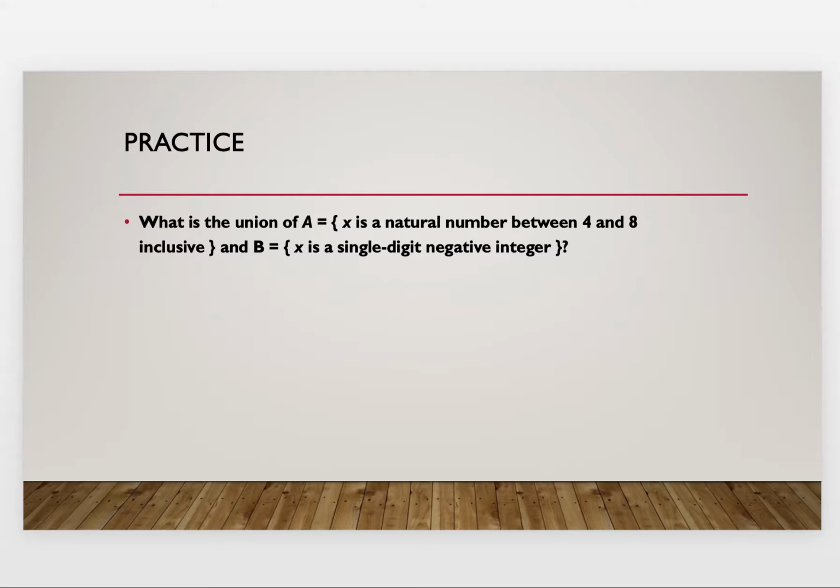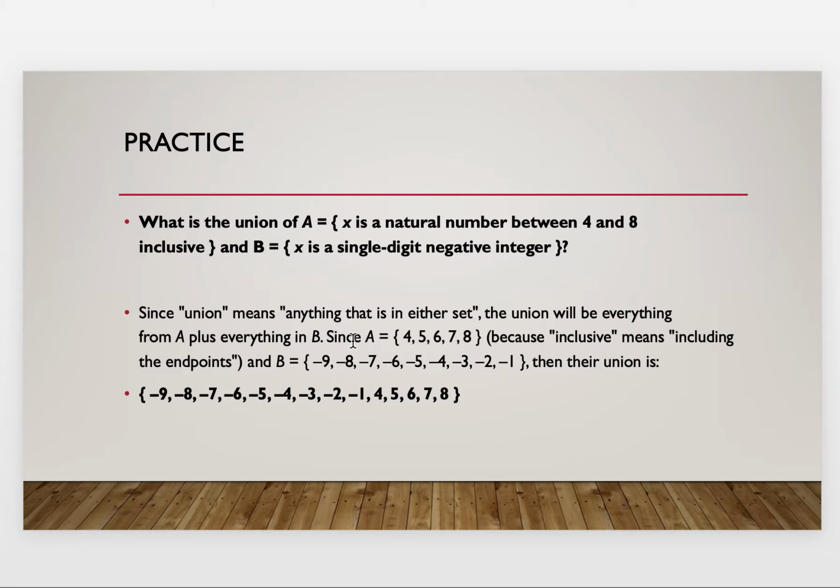Now I'm asking you, what is the union of the set A, natural numbers between 4 and 8, and B, single-digit negative integers? So once again, I'm going to list things out. The numbers between 4 and 8 would be 4, 5, 6, 7, 8. My negative single-digit numbers would be -9 to -1. Remember, 0 is neither positive nor negative. Because it's a union, I'm taking everything in B and everything in A and combining them into one larger set.